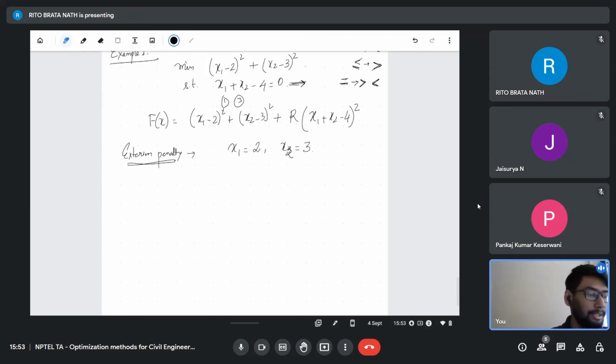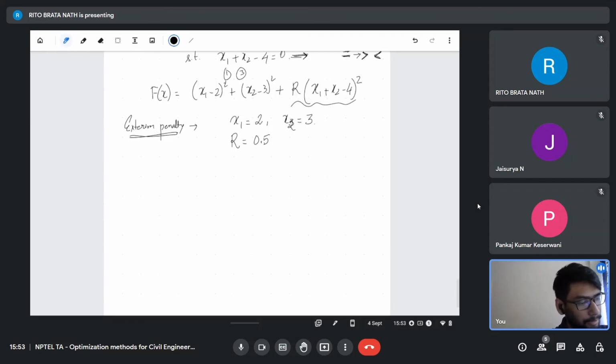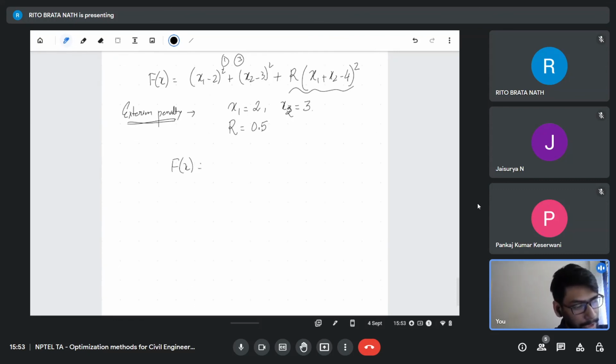So there is a violation here because this left hand side becomes 1 in that case. And this is an exterior penalty method, so you have to start with an R value which is very low. Suppose you start with, and that's not equal to 0 obviously because you are penalizing, say 0.5 or 0.2 or something, so 0.5. Then your converted function will look like (x1 minus 2) squared, (x2 minus 3) squared. And you need not put these values here because ultimately you're solving this.